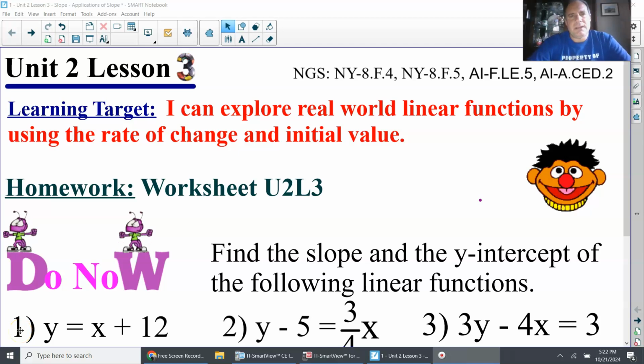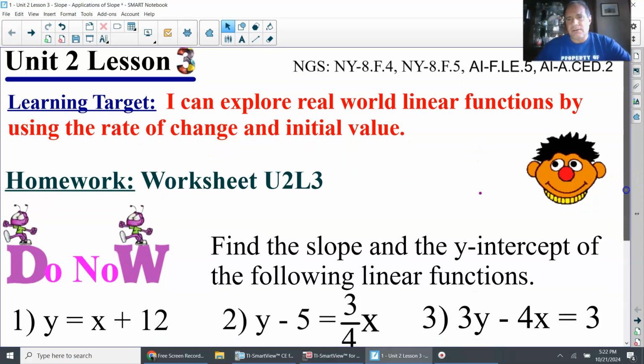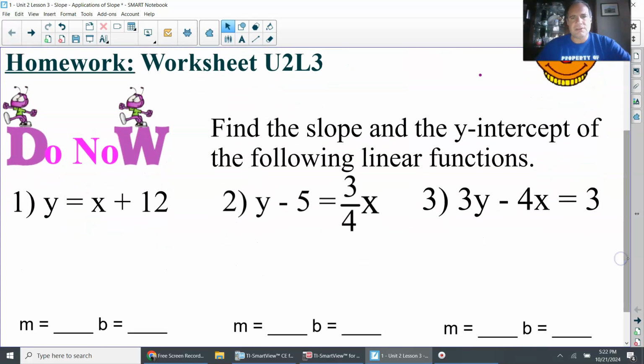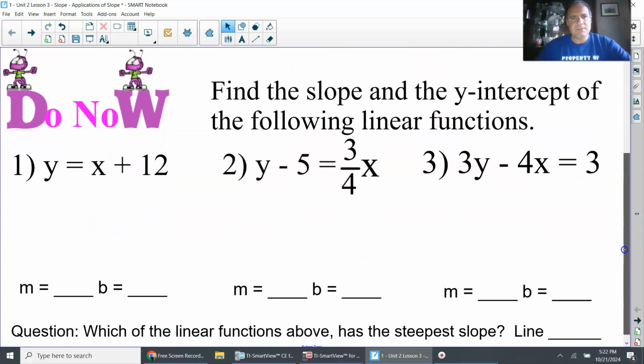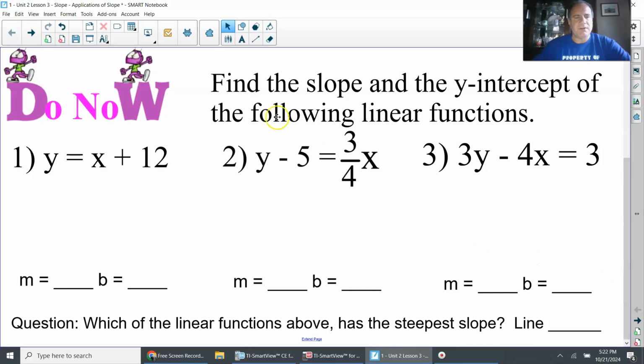Hello everyone. In this lesson we are going to explore real-world linear functions by using the rate of change and the initial value. So right now we're just going to get into some questions for the do now, just finding the slope and y-intercept of the following linear functions.